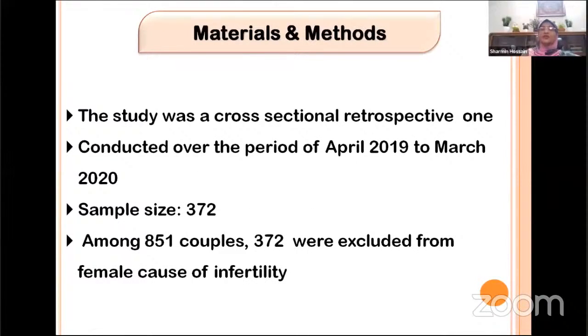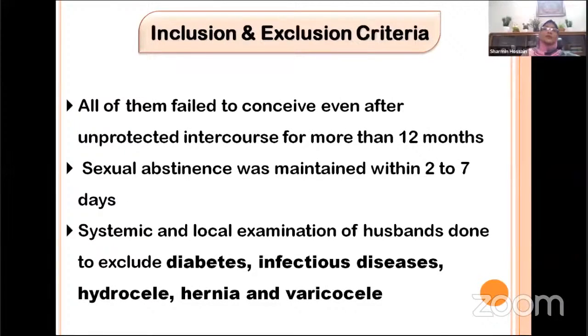This study was a cross-sectional retrospective one, conducted over the period of April 2019 to March 2020. The sample size was 372; among 851 couples, these 372 were excluded from female cause. All of them failed to conceive even after unprotected intercourse for more than 12 months.